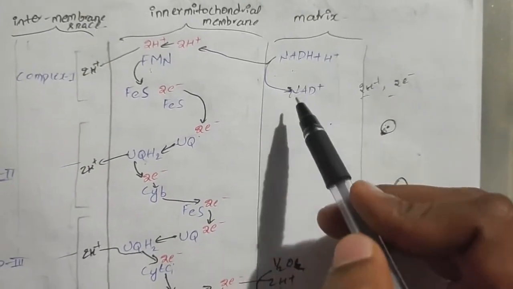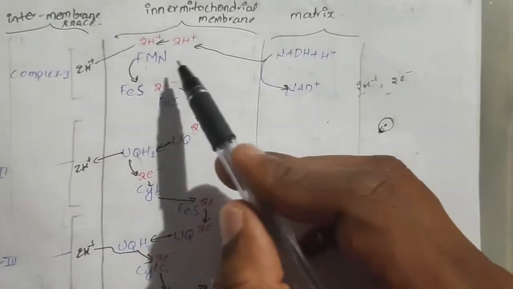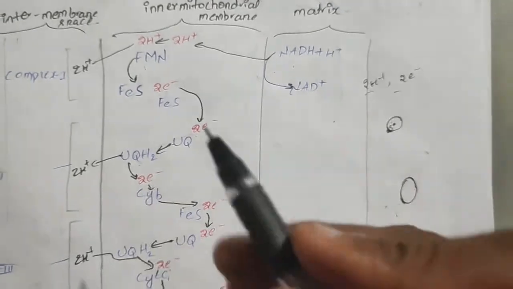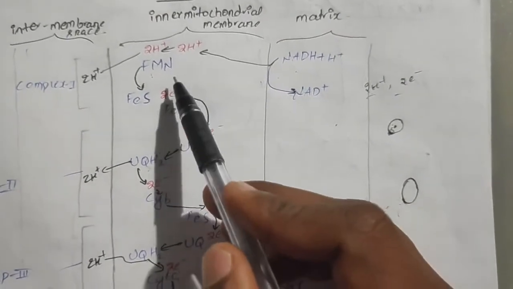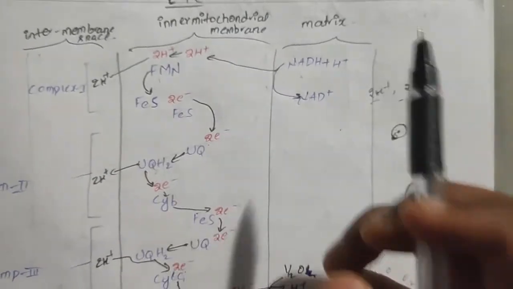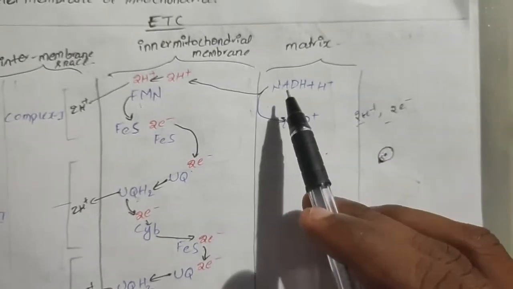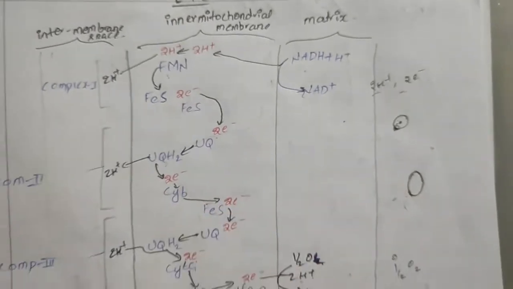This NADH2 breaks into a pair of protons, a pair of electrons, and NAD. This pair of electrons moves into the inner mitochondrial membrane. Here the electron acceptors are present. These electron acceptors accept this pair of electrons, and while passing them downwards they release energy. Using this energy, the pair of protons produced by this NADH2 while breaking are now pushed into the intermembrane space.